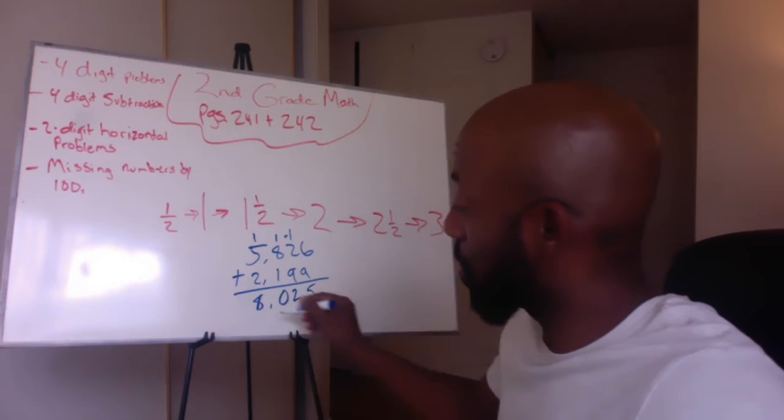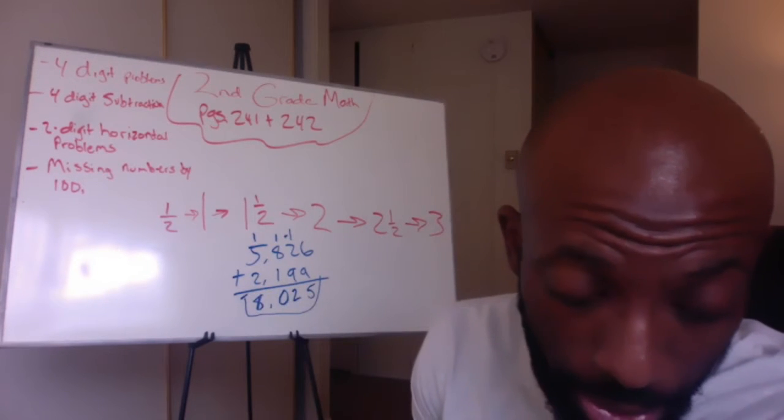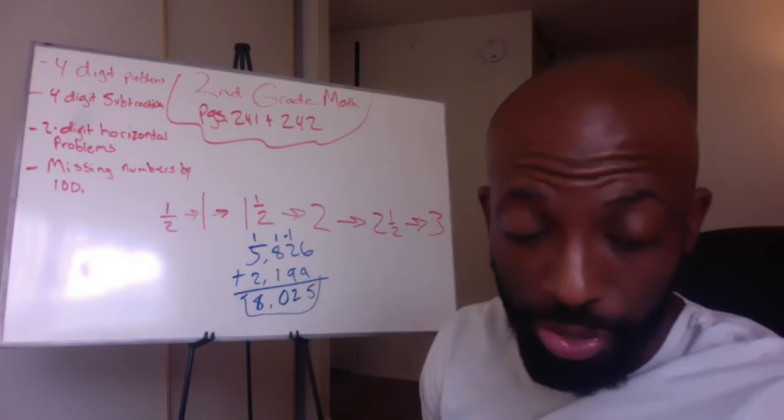8,025. That's how you say this number. That is your answer for that first problem. Okay, I'm not going to do the other one with you, but I just tell you this. Just like we tried yesterday, Ada.